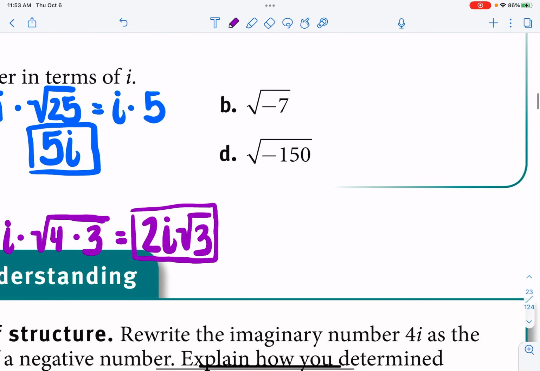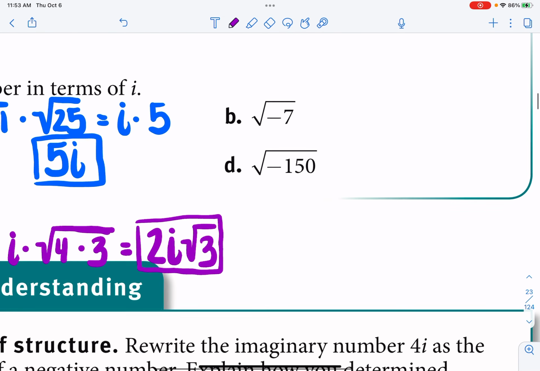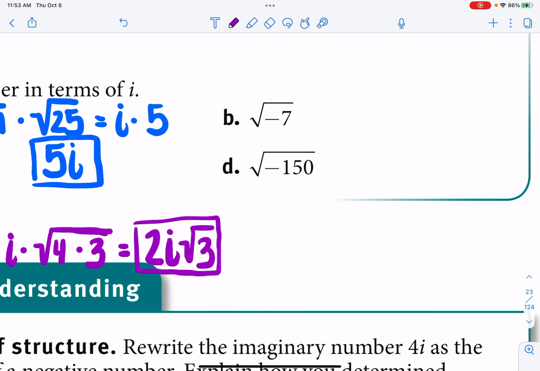Pause this video and try B and D. B is done very similar to A, and D is done very similar to C. So pause this video and then start it up when you are done.